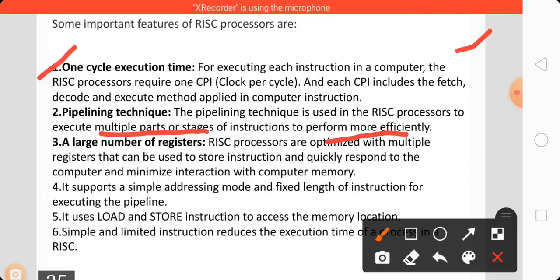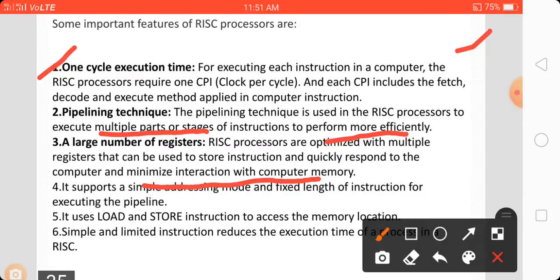Third feature is a large number of registers. RISC processors are optimized with multiple registers that can be used to store instructions and respond to the computer quickly, and minimize the interaction with computer memory.